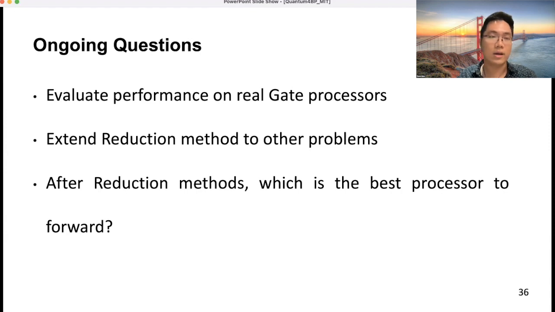And I have some ongoing questions after this work, which is how to evaluate the performance on a real gate processor. I hope that I could find some people to collaborate with on QAOA. And I would like to extend the reduction method to other problems because we have many quantum processors. So I have another question: after the reduction methods, which is the best processor to follow? Because we have different numbers of qubits as well as different quality and different costs to run on those processors. So which one is the best processor to follow?